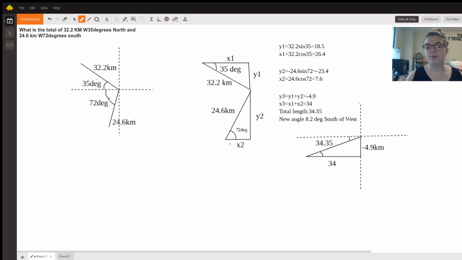So if you were going to do arc tangent, for example, you would say arc tangent of opposite, negative 4.9, over adjacent, 34, gives you your angle. But because we want this angle and we don't want it as a negative angle, you use the absolute value. So 4.9 over 34 arc tangent gives you 8.2 degrees.